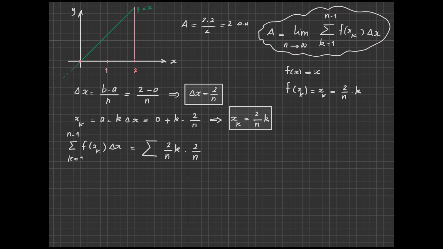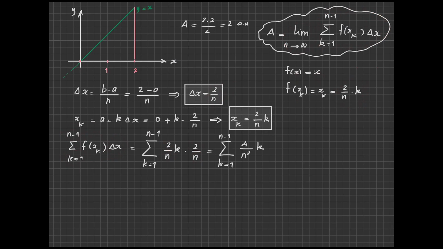And what are the limits? K is 1 up to n minus 1. So I repeat those. K goes from 1 up to n minus 1. If you don't mind, let me just simplify this a little bit algebraically. So this 2 multiplied by 2 is 4. This n multiplied by n is n squared. So I get 4 over n squared, and then I have a k. But k goes from 1 to n minus 1.